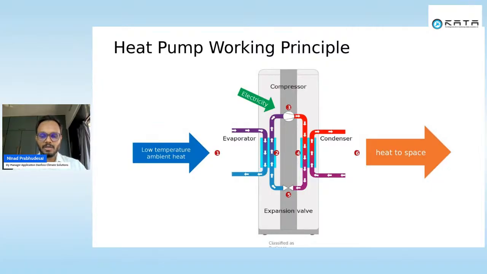In this schematic, on the left hand side, the low temperature ambient heat is absorbed in the evaporator and then elevated by the compressor. You can see the red color, which is the high temperature heat, and that is rejected where your heating requirement is. It could be water, or it could be a space where air has to be heated up. That is where the heat rejection happens.